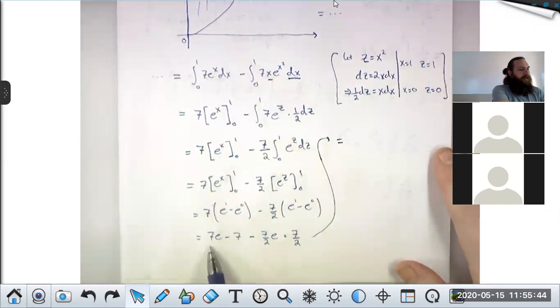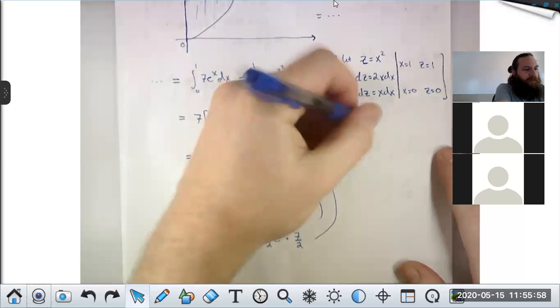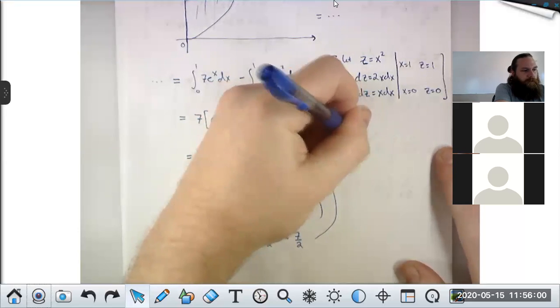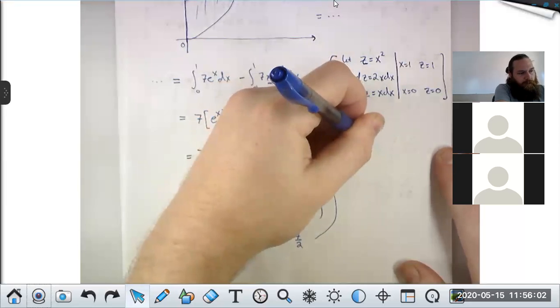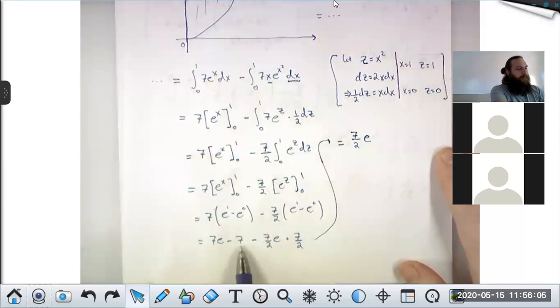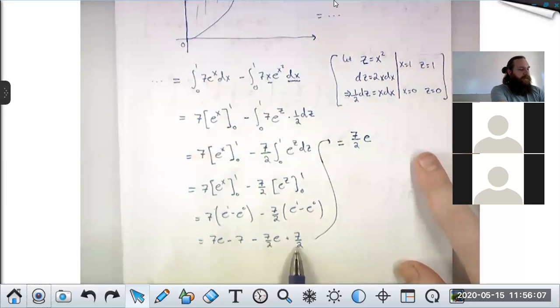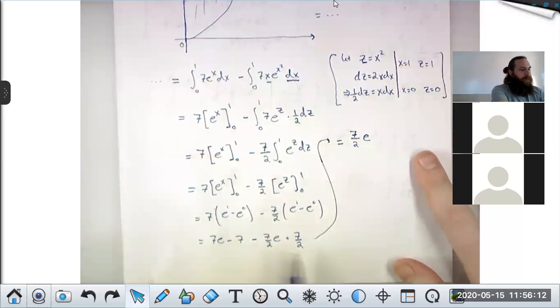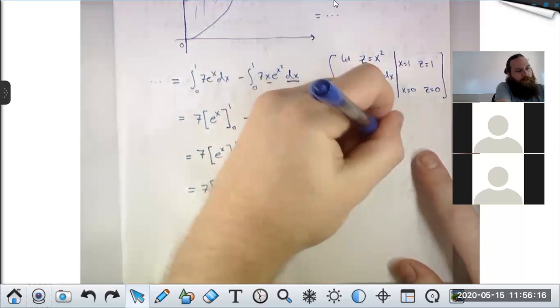I've got 7e minus 7/2 e. 7e is the same as 14/2 e. And when I subtract 14 halves e minus 7 halves e, I get 7 halves e. And then my constant terms are minus 7 plus 7 halves. So that's minus 14 halves plus 7 halves, which is a minus 7 halves.